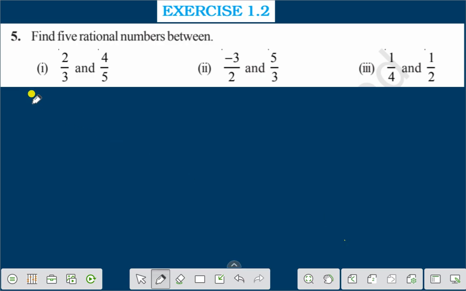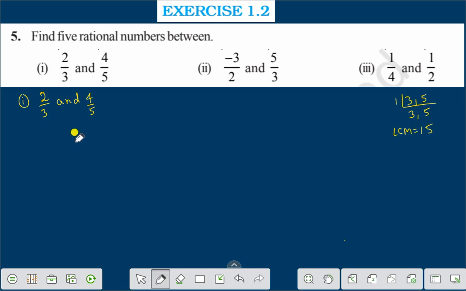First of all, what do we do? We have to make the denominator same. The numbers are 2 by 3 and 4 by 5. First, make the denominator same. For that, you have to take the LCM of the denominators 3 and 5. 3 and 5 are divisible by 1 only. Therefore, the LCM is 3 times 5, which is 15.